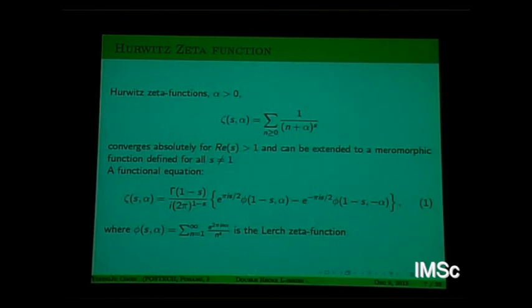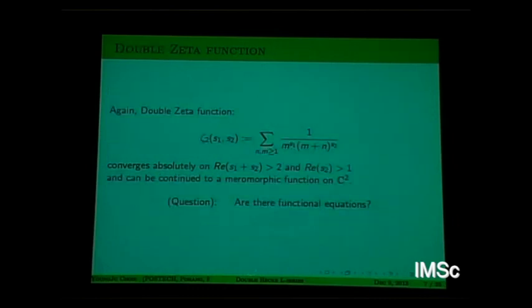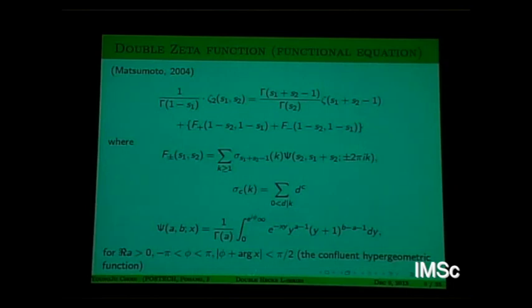So if we regard our multiple zeta function as a double version of the Lerch zeta function, we don't expect that the double zeta function has a symmetric form as a functional equation. So again, the problem is this is a double zeta function, and we are looking for a functional equation for this.